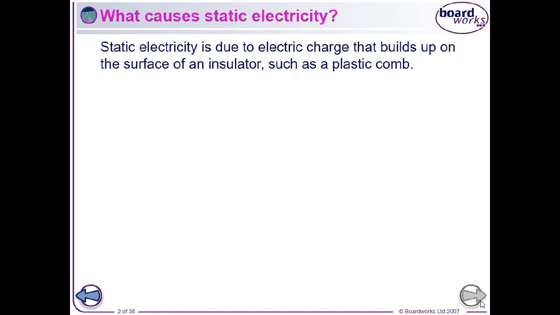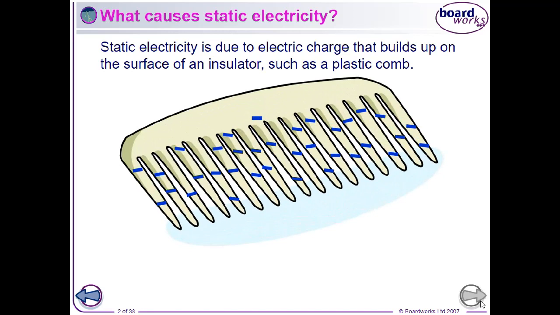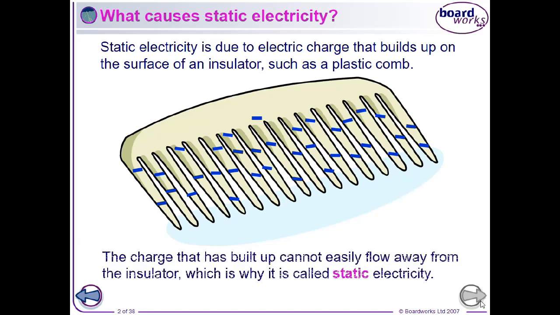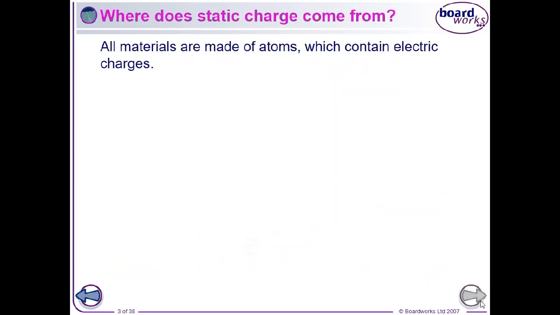Now, if it's building up, we're not talking about conductors because the charge could flow through a metal conductor. So we're talking about insulators, insulating materials, for example, a plastic comb. Because the electrons cannot flow through the plastic, because plastic is an insulator, they build up on the surface of the comb. We accumulate this charge and it hasn't got anywhere to go, so it cannot easily flow away from the insulator. It's not moving. That's why we call it static electricity.